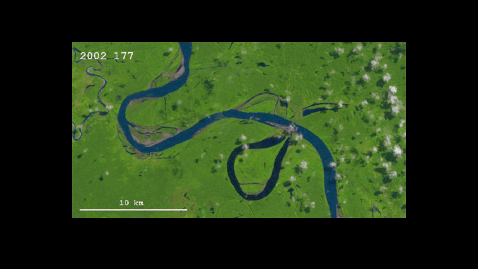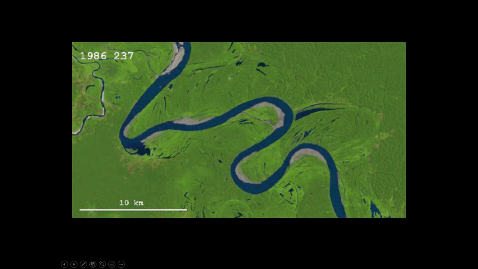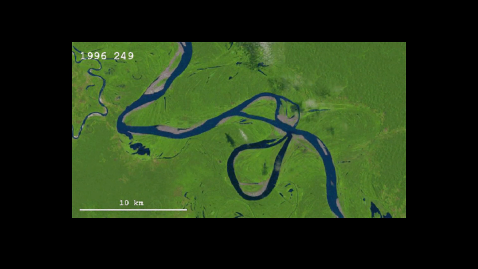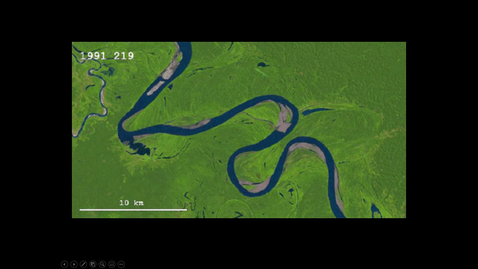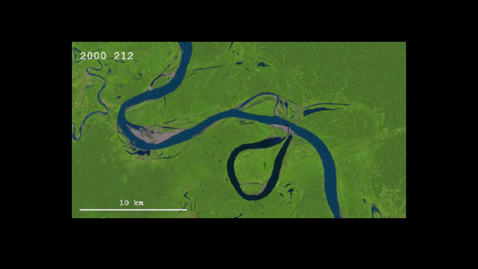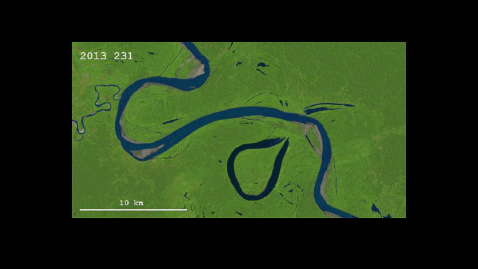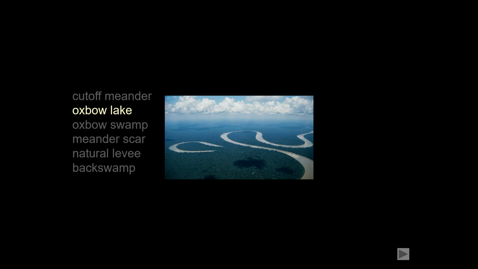Here's a cutoff meander you can see right here near the center of this video where an Oxbow Lake has been created, and that's actually one of the next features we're going to look at here, Oxbow Lake. This is time-lapse photography over a series of years. So Oxbow Lakes represent where rivers flowed at one time, and a cutoff meander left them behind.